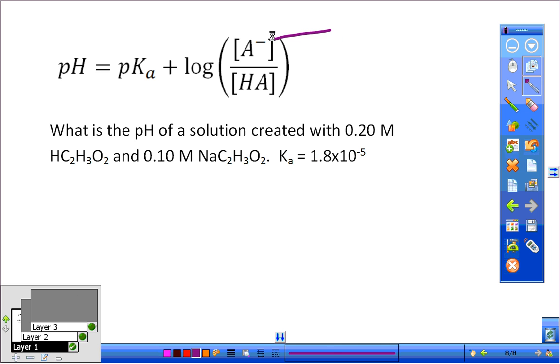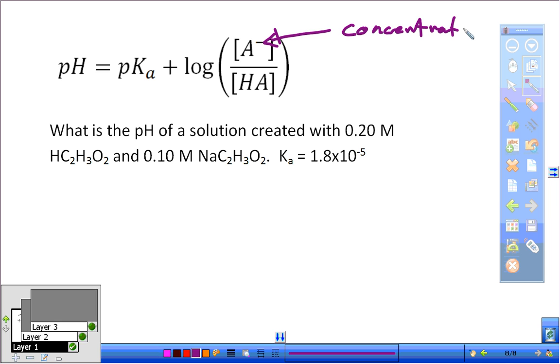So this is the concentration of the conjugate, and this is the concentration of the acid. What we do is we set this ratio up, and then we solve for a pH, or we might even solve for this ratio, but we're not going to know one piece of this equation.